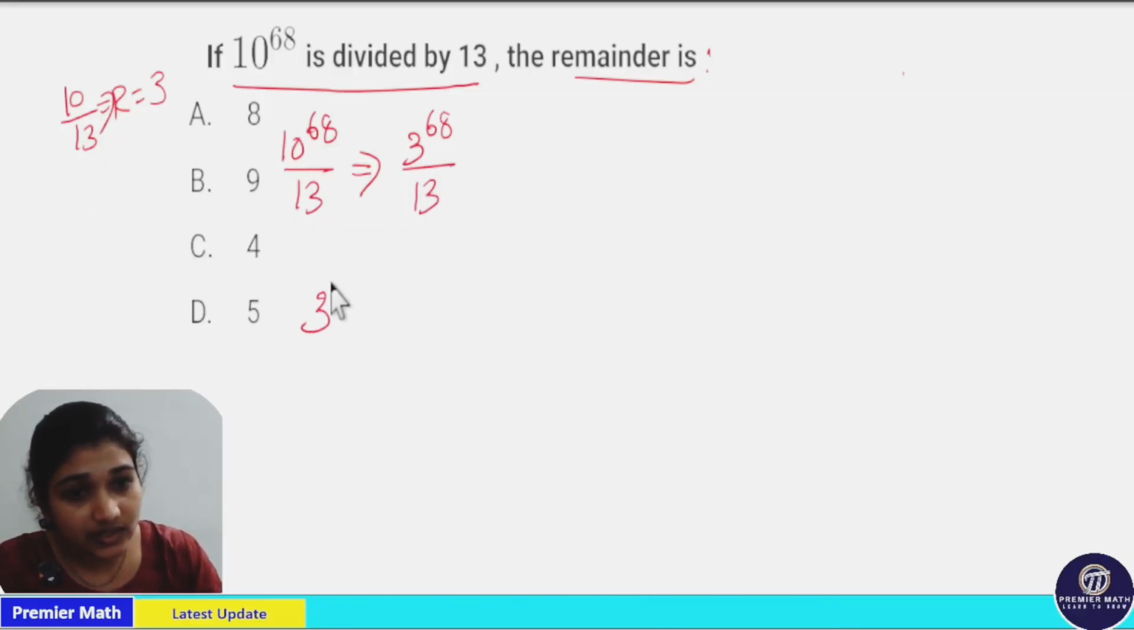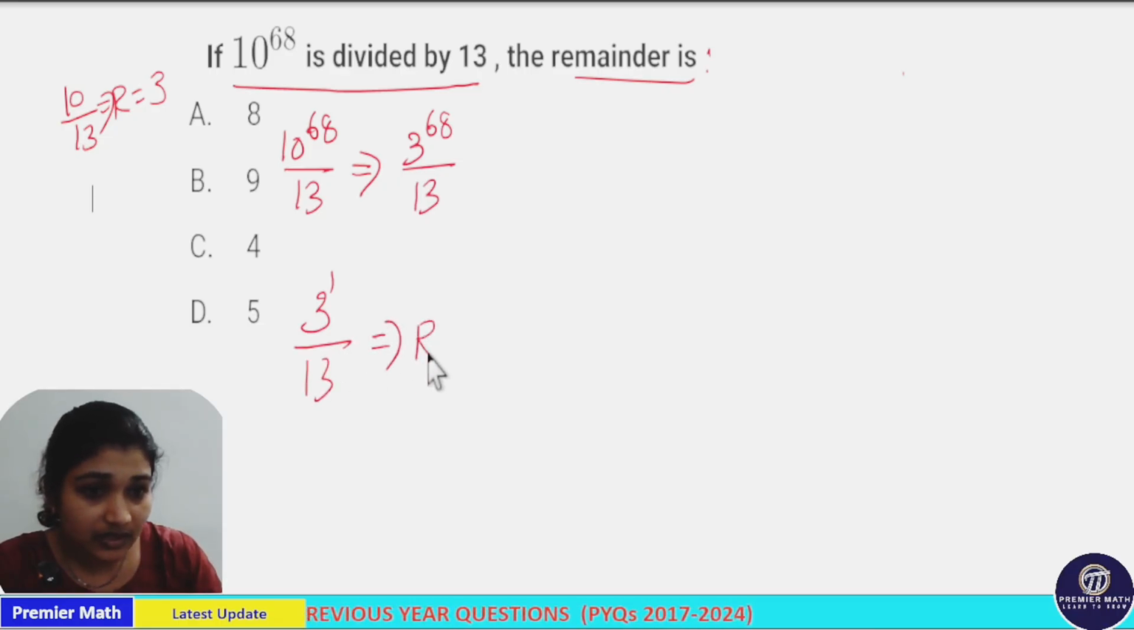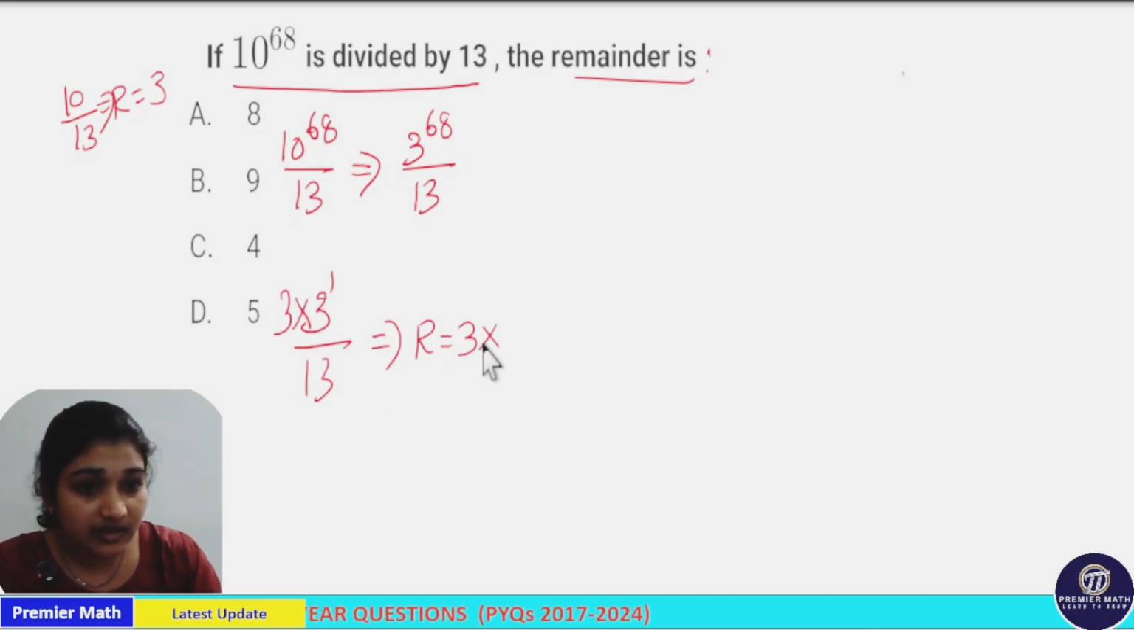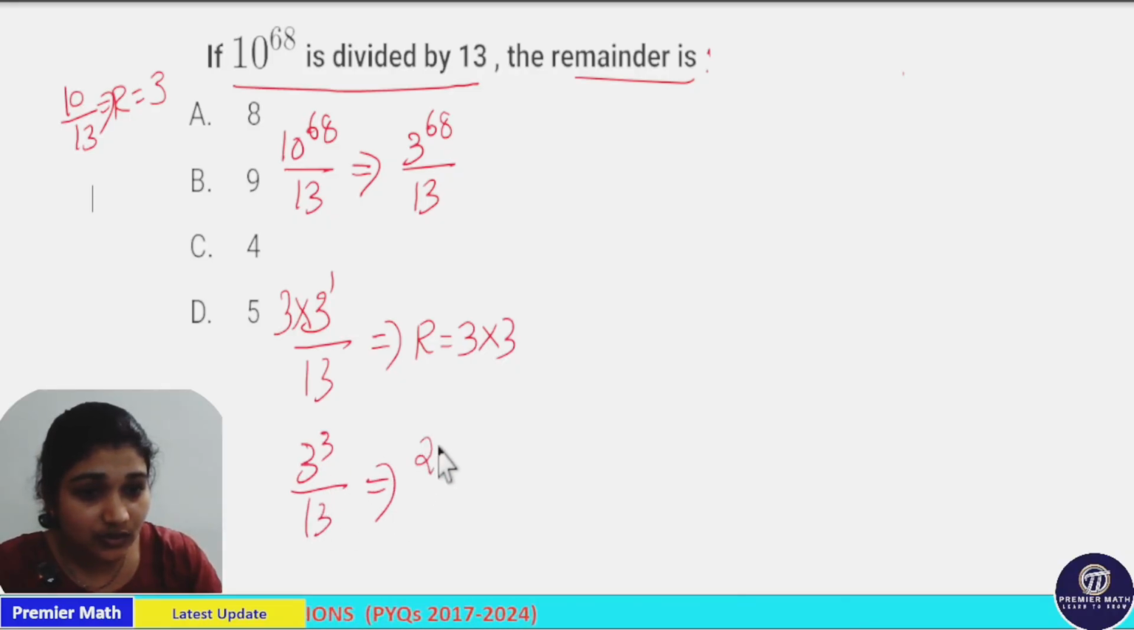Here 3 raised to 1 divided by 13, remainder is 3. Now again if you multiply it with 3, 3 square by 13, remainder is equal to 3 into 3, 9. Again 3 cube by 13. 3 cube is 27. So 27 by 13, remainder is equal to 1.